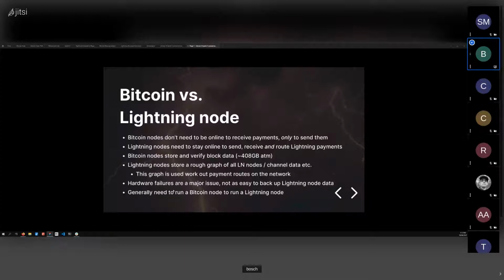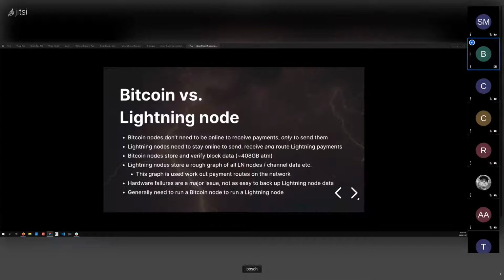But with a Lightning node, if it fails and you have data corruption, there are a lot of issues that can happen, which we'll get into in more detail later in the presentation. One being an issue with a channel peer broadcasting an old commitment transaction and potentially stealing your funds in the channel.